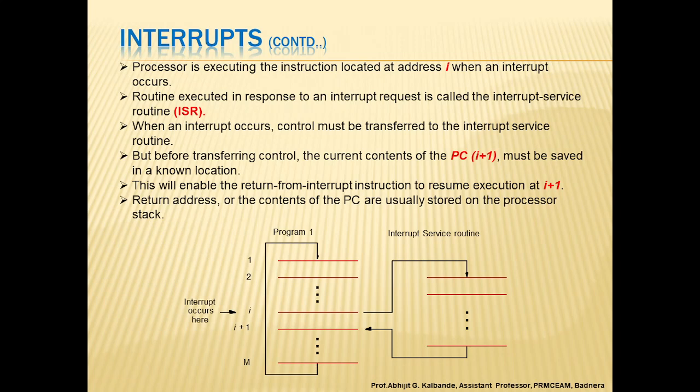When the interrupt occurs, control must be transferred to the interrupt service routine. But before transferring the control, the current contents of the program counter must be saved in a certain location. This enables the return from interrupt instruction to resume execution at I plus 1. The return address, or the content of the program counter, is usually stored in the processor stack.